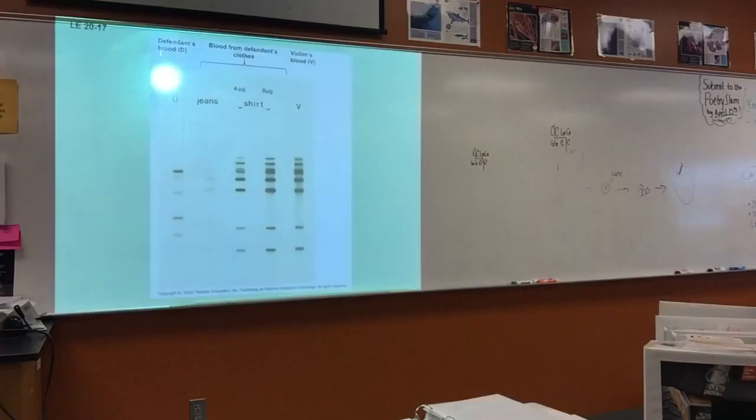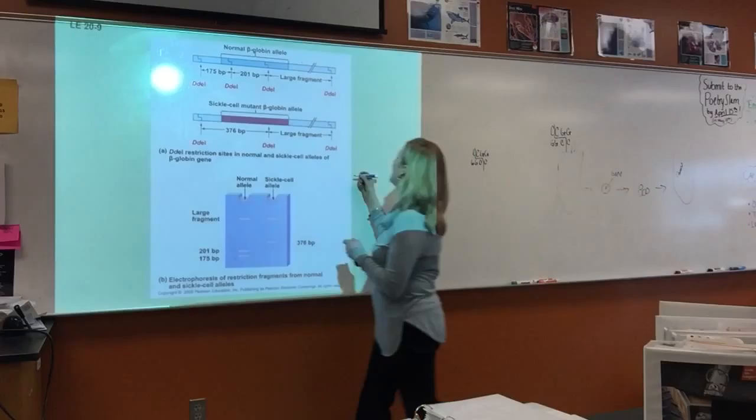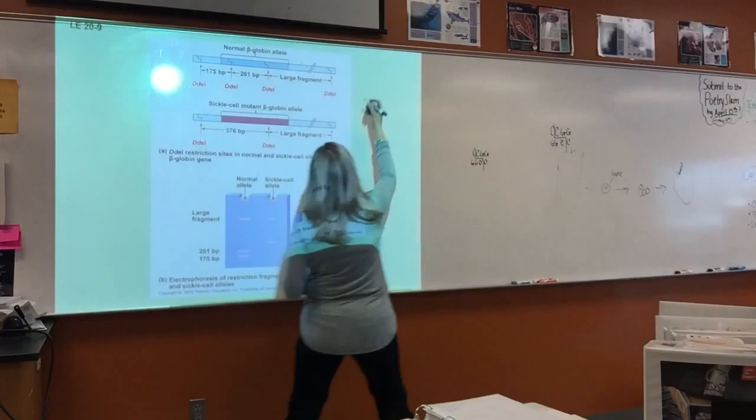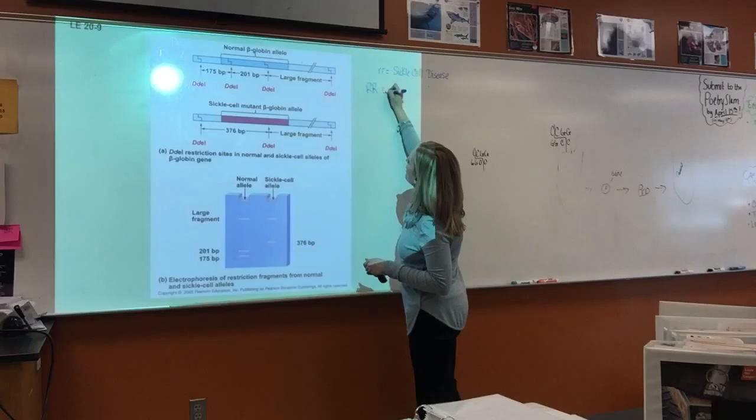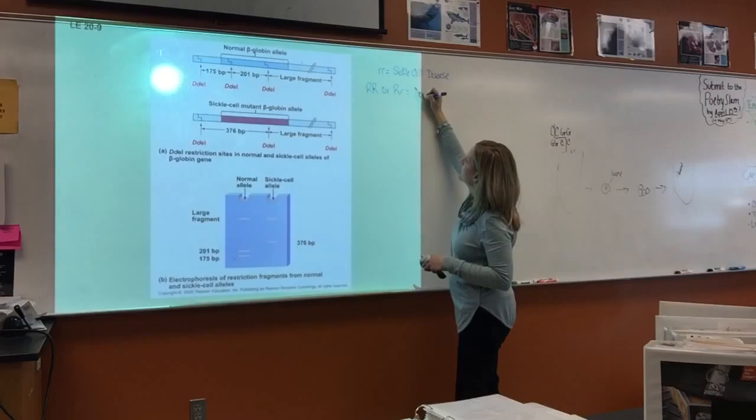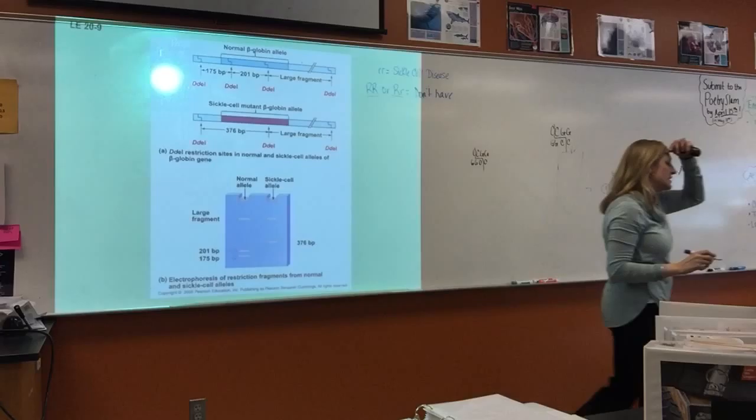So another way to do this is, I'm going to use the sickle cell trait again. Remember sickle cell, if you're little r, little r, you have sickle cell disease. But if you are big R, big R, or big R, little r, you do not have the disease. So remember that you can't tell the difference between big R, big R, or big R, little r by looking at you. You just know you don't have the disease.